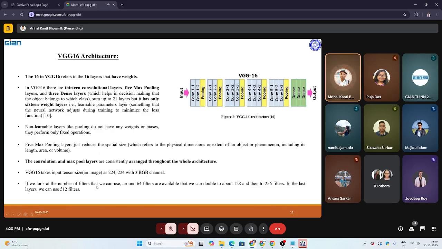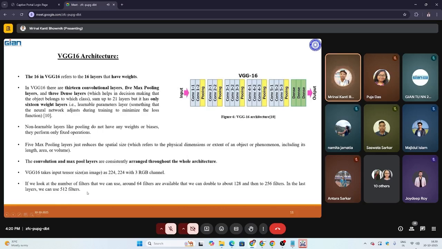If we look at the number of filters that we can use, around 64 filters are available, which we can double up to 128 and then 256. So why do we double the filters? Just so that when the image size reduces, to particularly specify the texture, shape, and the region of interest, we generally increase the number of filters so it gives better output. In the last layer, we can use 512 filters.